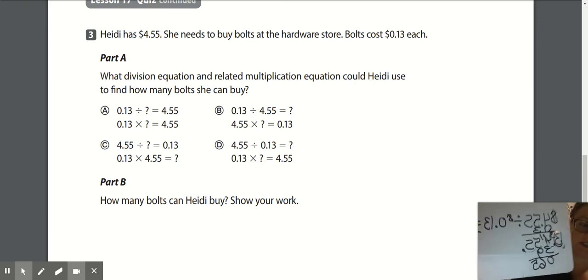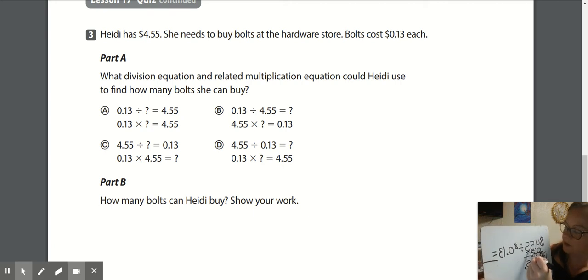So 13 goes into 65 5 times. 5 goes up here. 5 times 13 is 65. And again, your decimal point when you're dividing goes straight up to the top to the quotient. And the answer would be 35 wholes.